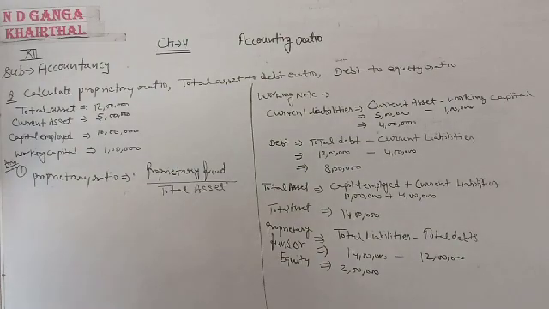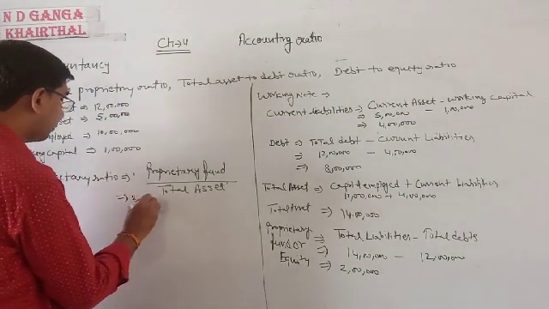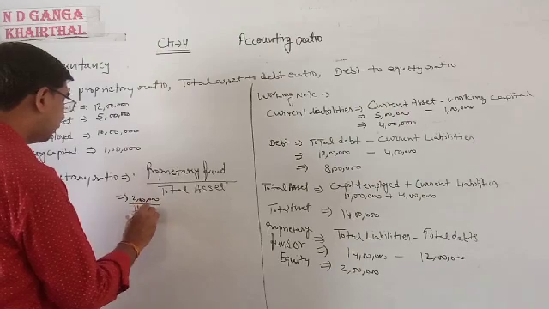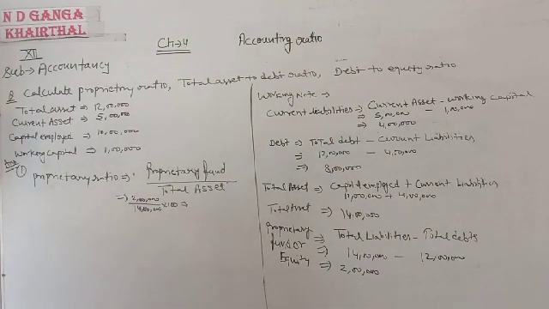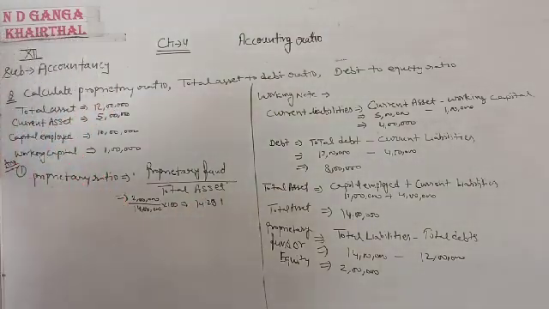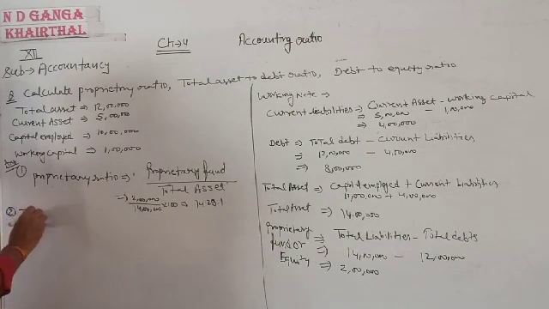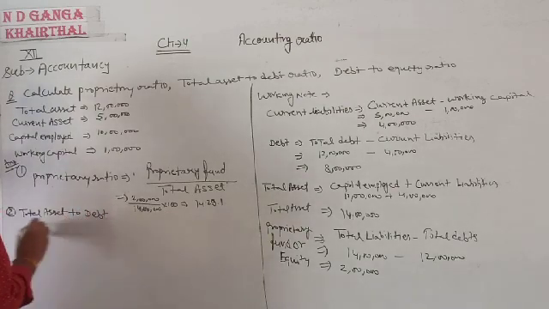So proprietor fund equals 2 lakh upon 14 lakh into 100. Okay, so proprietor ratio equals 14.29%. Second, total assets to debt ratio.